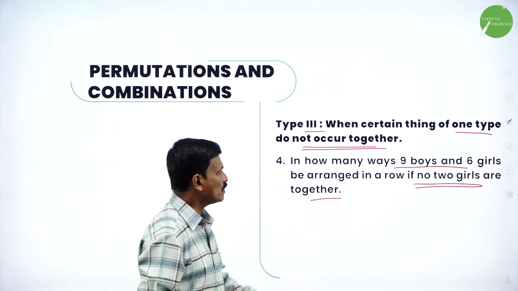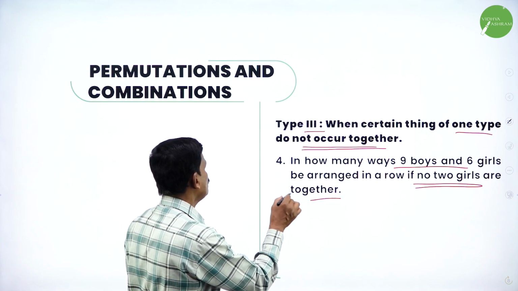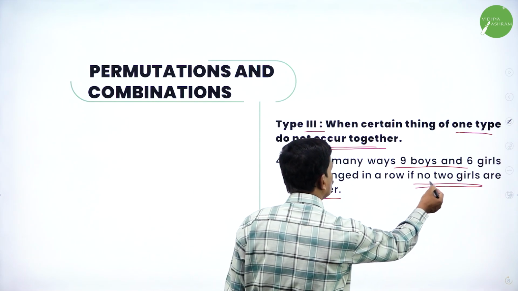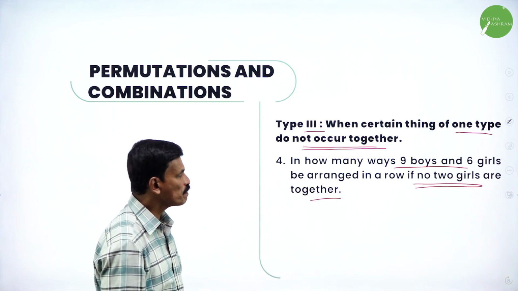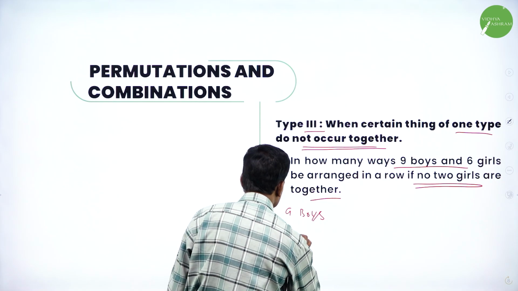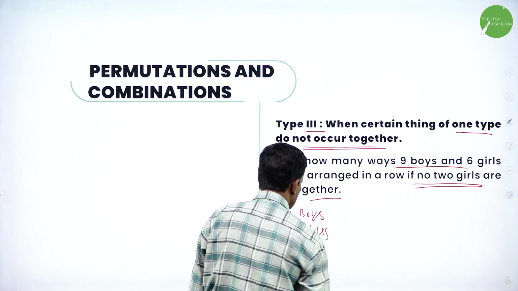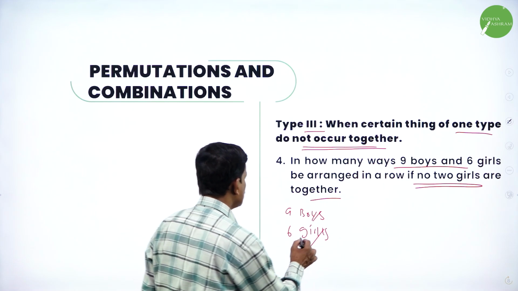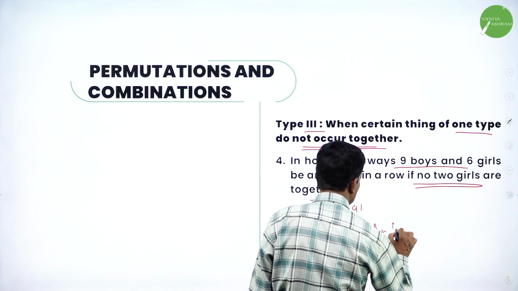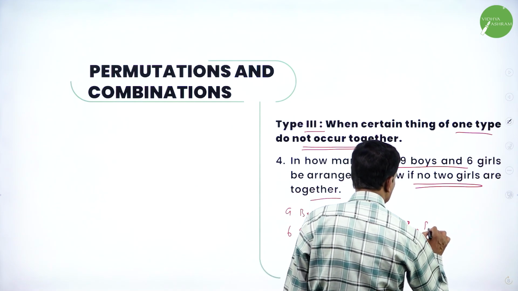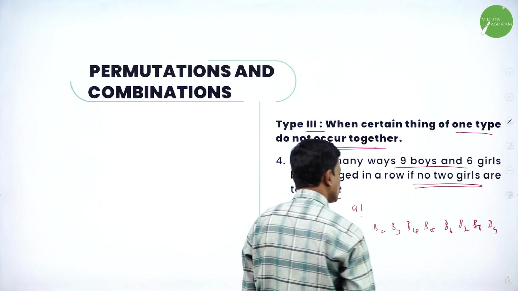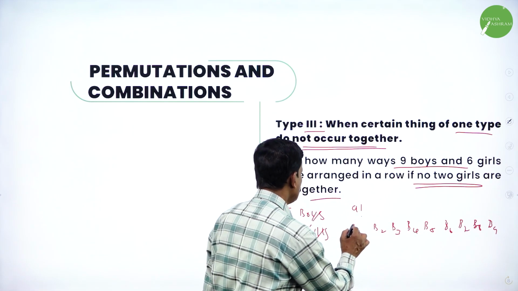Out of 9 boys and 6 girls, in how many ways can they be arranged in a row so that no 2 girls are together? How many boys are there? 9 boys. And how many girls are there? 6 girls. So let us arrange the boys first. These boys can be arranged in 9 factorial ways. Suppose it is arranged like this: B1, B2, B3, B4, B5, B6, B7, B8 and B9. 9 boys can be arranged in 9 factorial ways.